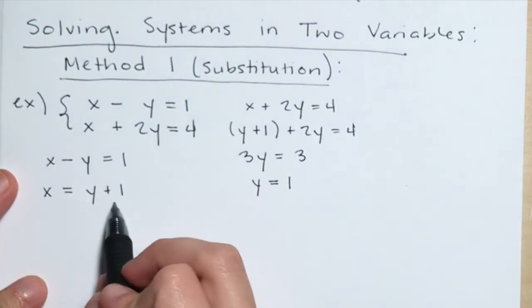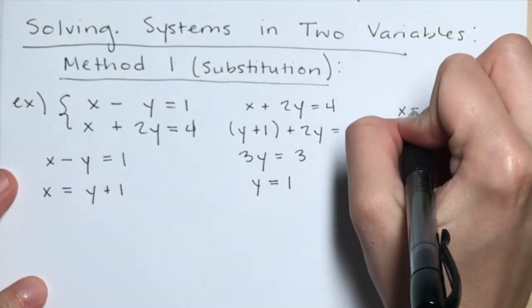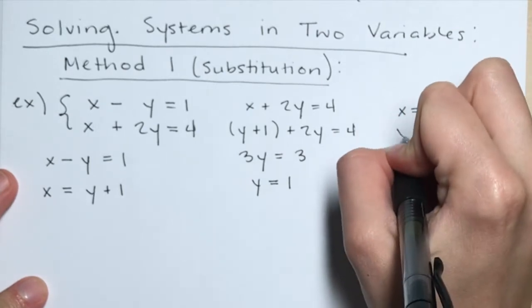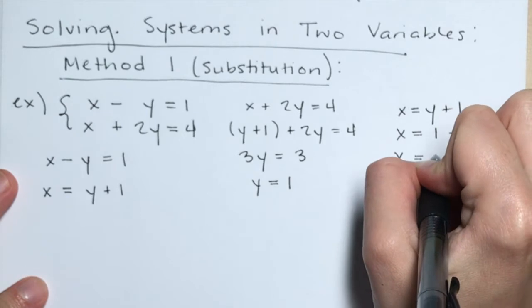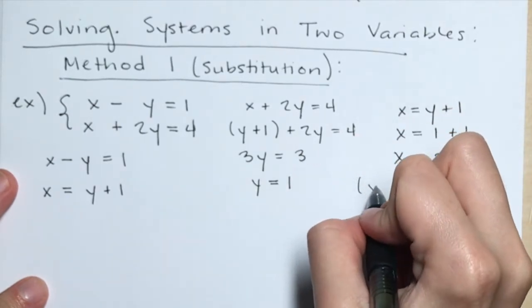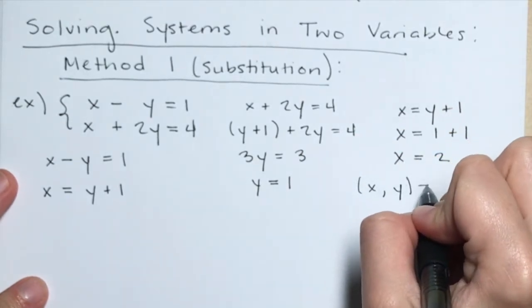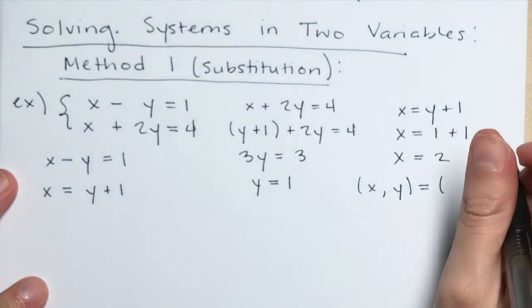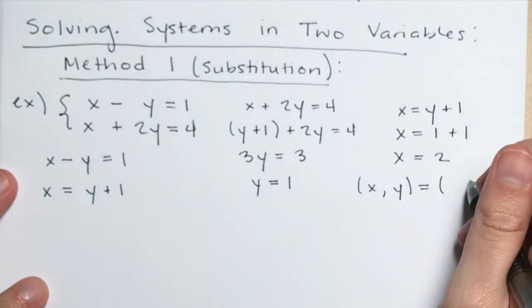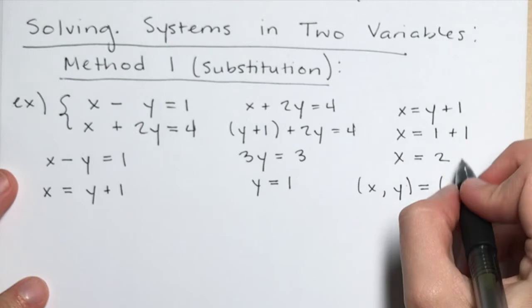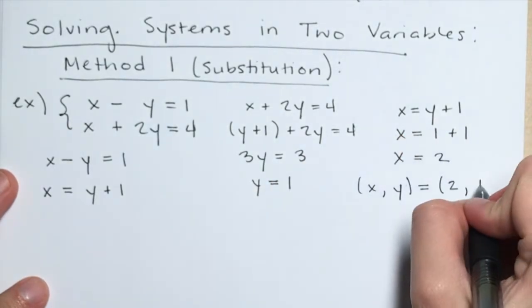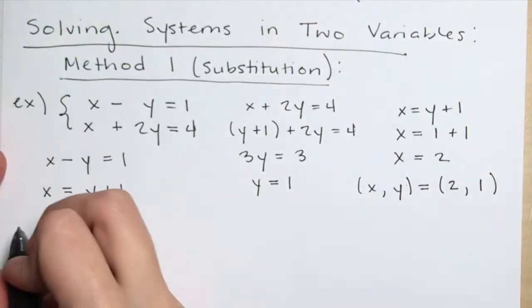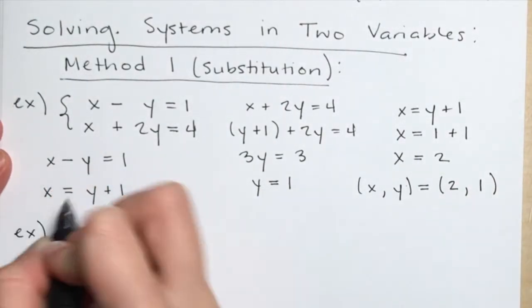We know that x equals y plus 1. So x equals 1 plus 1, or x equals 2. And to put this solution in the way that we recognize, or that WebAssign will recognize, we can just write it as (x, y) equals (2, 1). One more real quick.